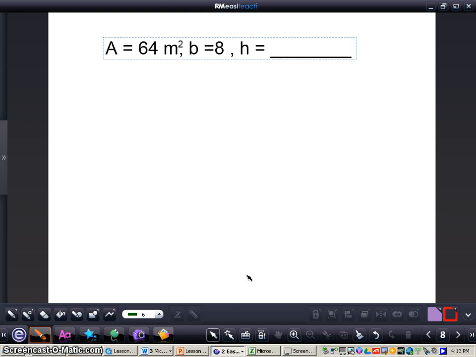So I'm going to have you do one more problem. You have the area of 64 meters squared. The base is given to you. Now you need to find the height. Okay, so work this problem out all by yourself. Press pause, and then I will have the answer for you after you press play. So I want you to press pause right now.